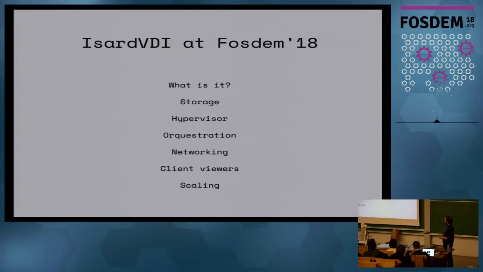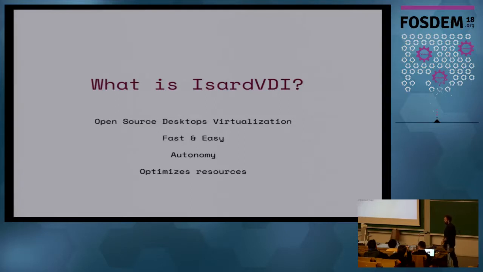We'll talk about the storage, our hypervisors, how IsardVDI tries to optimize the desktops, where they run, and how it decides where it's better to run. Then networking, and client views, so how the users of the system connect to IsardVDI, and how this system scaled from the beginning. So an example of how the system can grow in your organization.